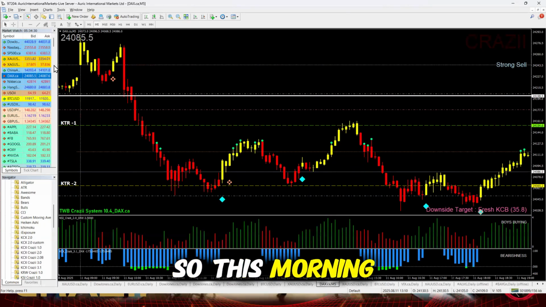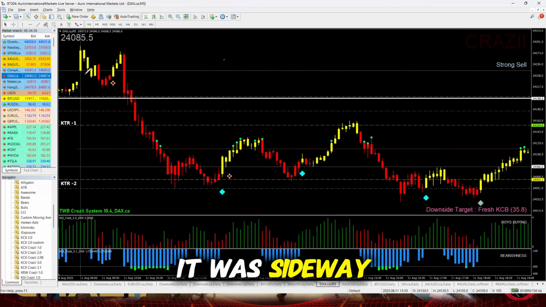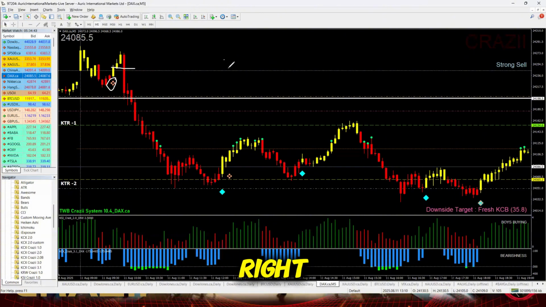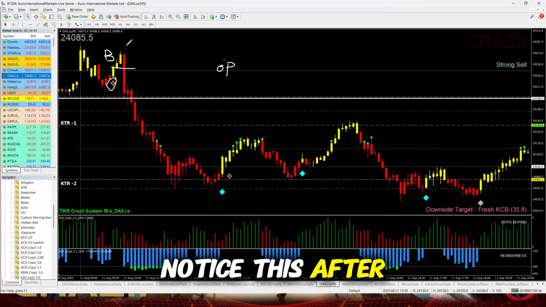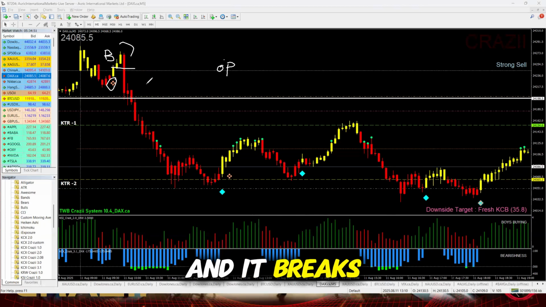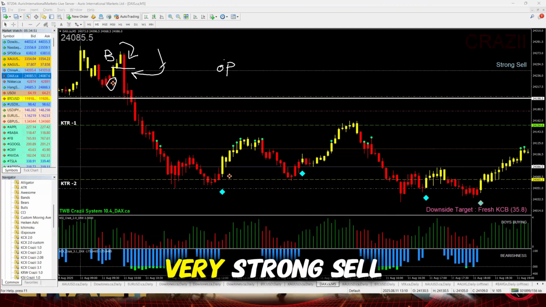All right, so yesterday, when DAX was sideways, the first thing that caught my attention was that DAX has a diamond here. So you draw a line at the closing price. As long as the market is above OP, you look for buy, which is nothing wrong. But if you notice this, after that, the market reversed and it breaks below the diamond line on the 5-minute chart and also breaks the opening price. So this will be a very, very strong sell.